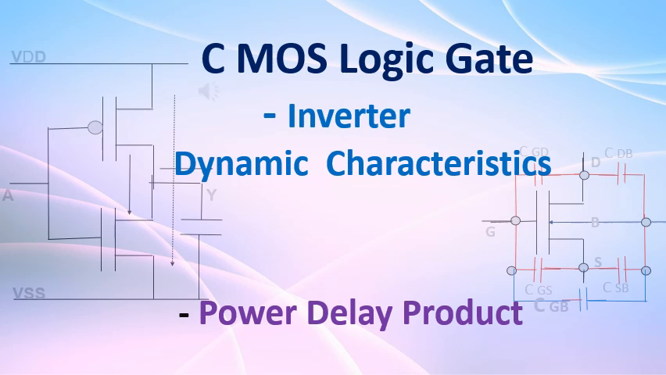Power delay product defines the energy efficiency of a logic gate that specifies the energy consumed for a single switching event. In this video, we will discuss a CMOS inverter, parasitic delays and static and dynamic power dissipation parameters, from which the power delay product parameter can be evolved. So, let's get started.